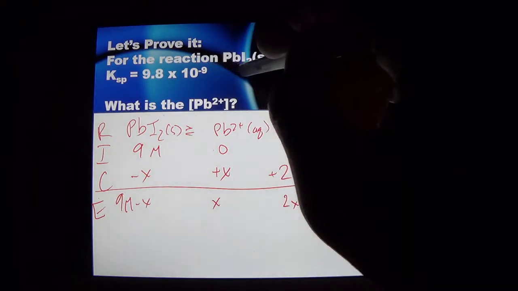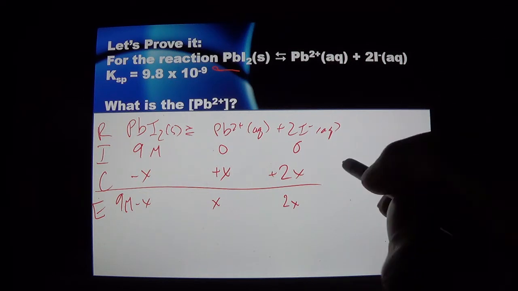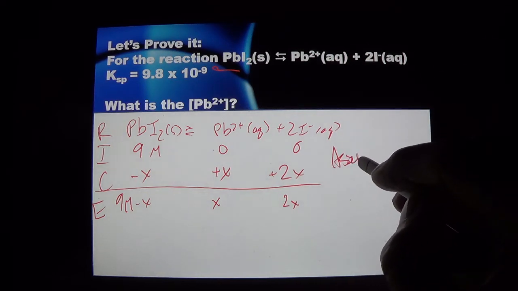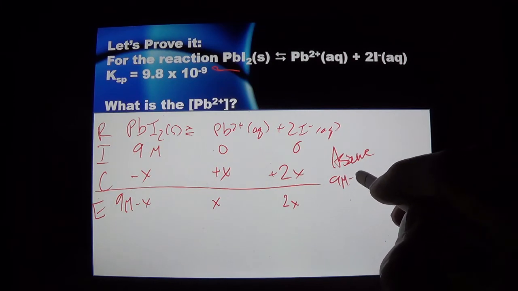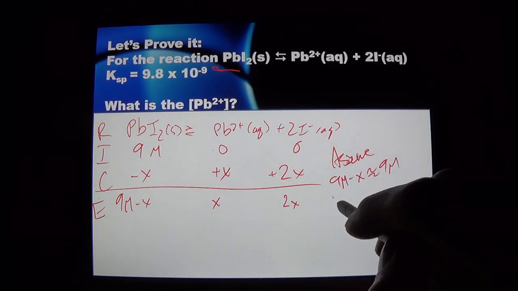Now check out my Ksp. It's itty bitty teeny tiny, which we would expect for something that doesn't dissolve well, because Ksp is products over reactants, and that means very little products, very little dissolving. So we expect Ksps to be very, very tiny. Not 0, not negative, but very, very tiny. So I'm going to assume that 9 molarity minus x is equivalent to 9 molarity because Ksp is very small.